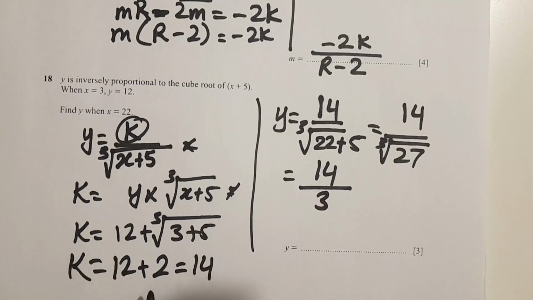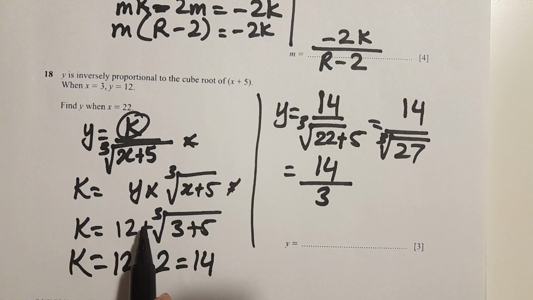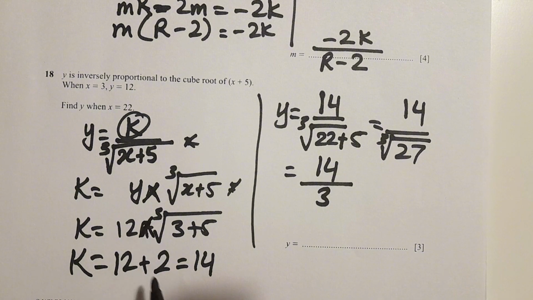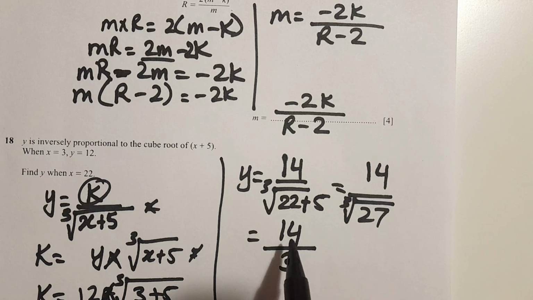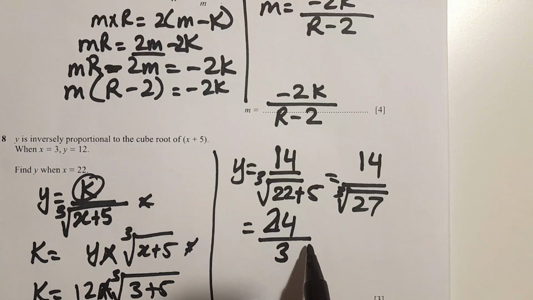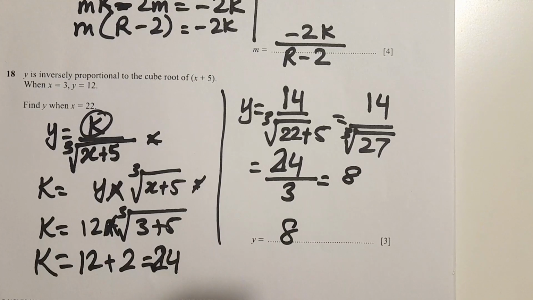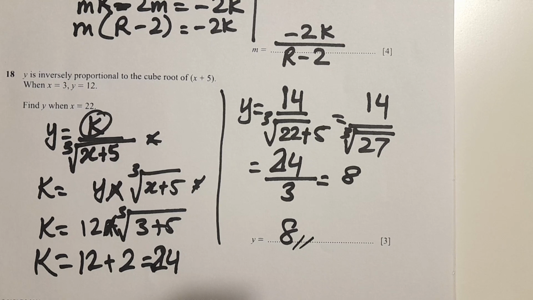Sorry, over here in K it was not plus, it was multiplied; by mistake I put plus. So 2 times 12 is 24. So 24 divided by 3 will be 8. So the value of y is 8. Sorry for this confusion, but the value of y will be 8. So this is how we will calculate the value of question 18, which is 8.